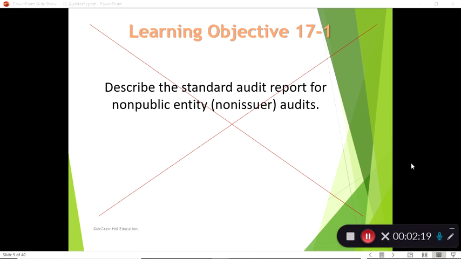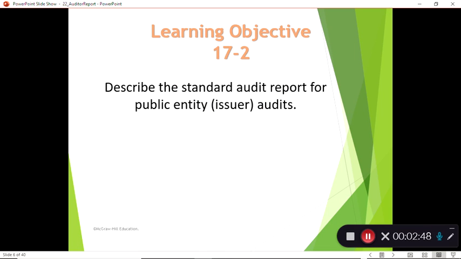So we're not going to go over objective 1 because it's essentially for non-public entities, and we're going to focus on public entities just because they're more likely for you to encounter them if you go into public auditing. But even more than that, the similarities are so close, it's not really worth going over non-public and public. So we're just going to skip that altogether. So we're going to focus again on the public entity audits.